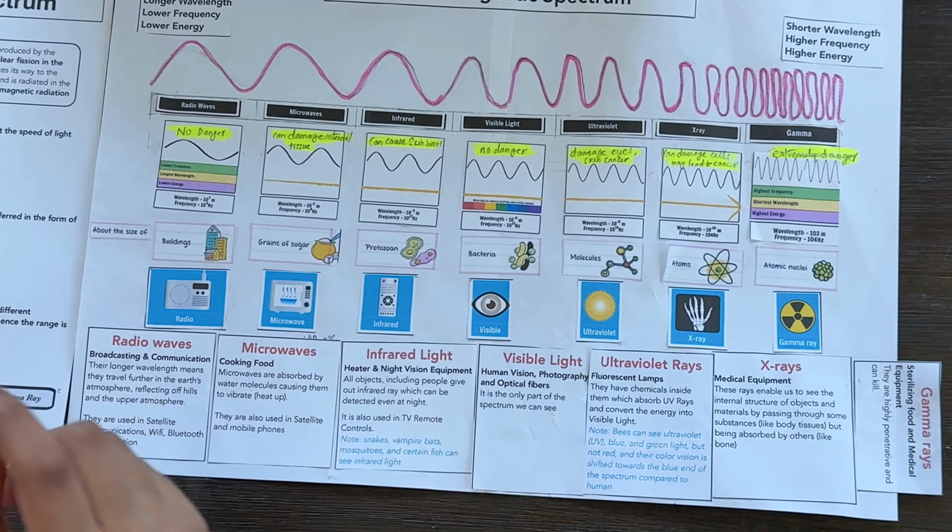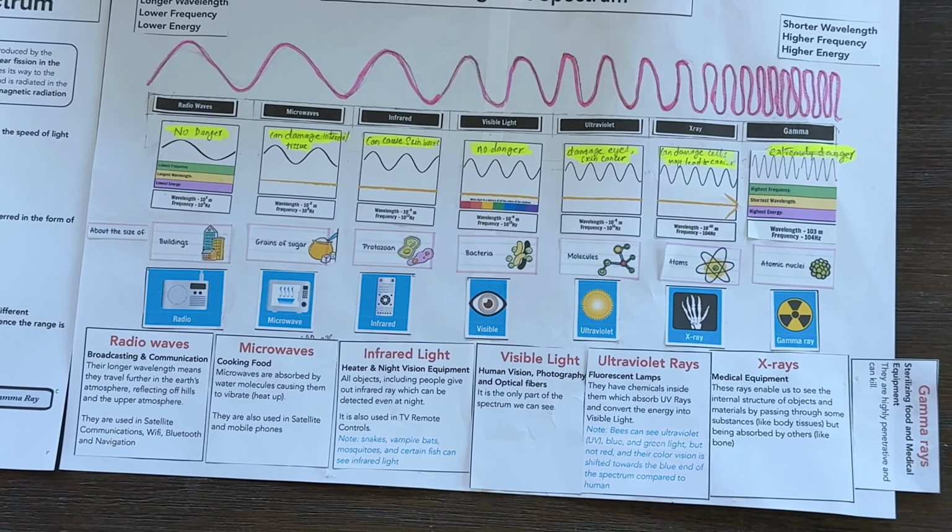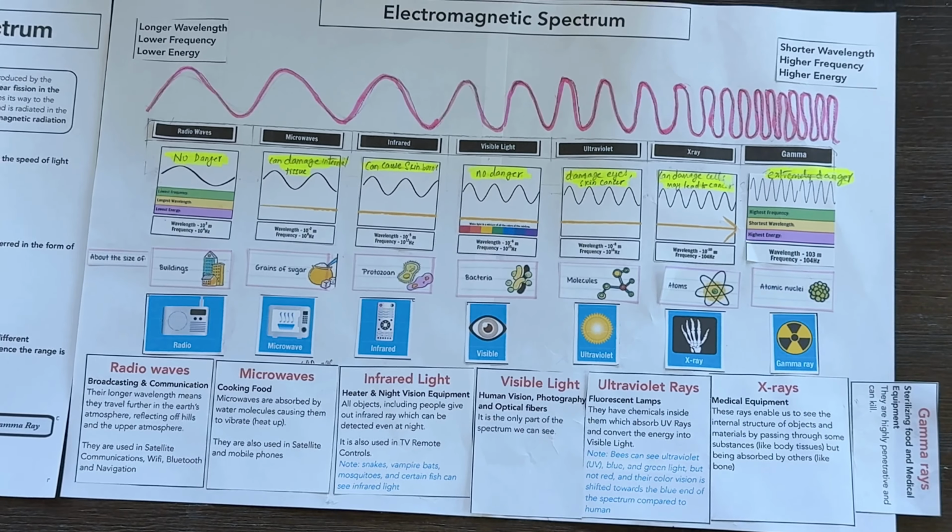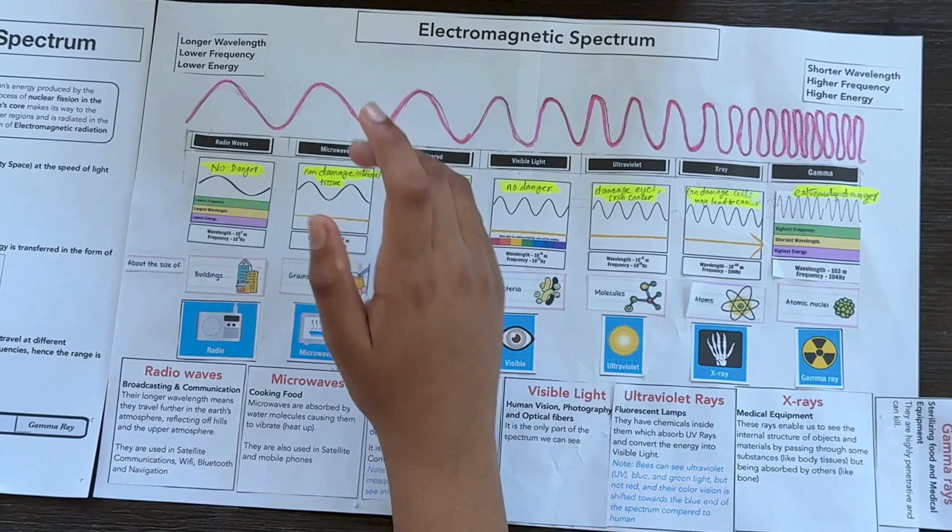GPS uses satellite communication, and since the radio waves are that long, they're able to communicate with the satellite and are then able to communicate to the GPS, giving you real-time location. Also, they can be found in Wi-Fi, Bluetooth, and, like I said, navigation.